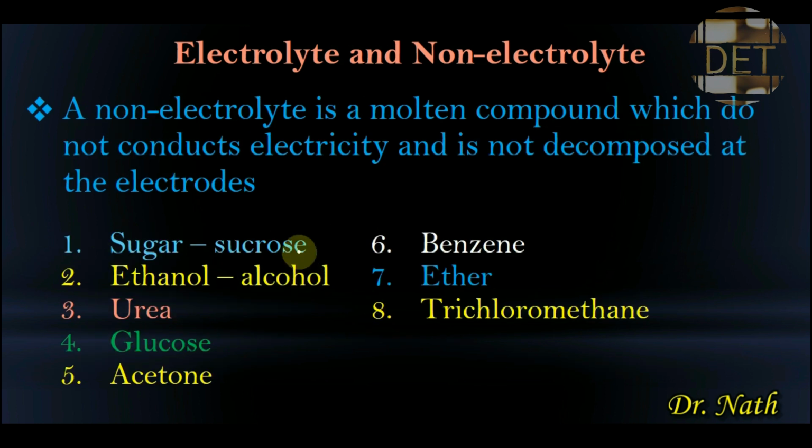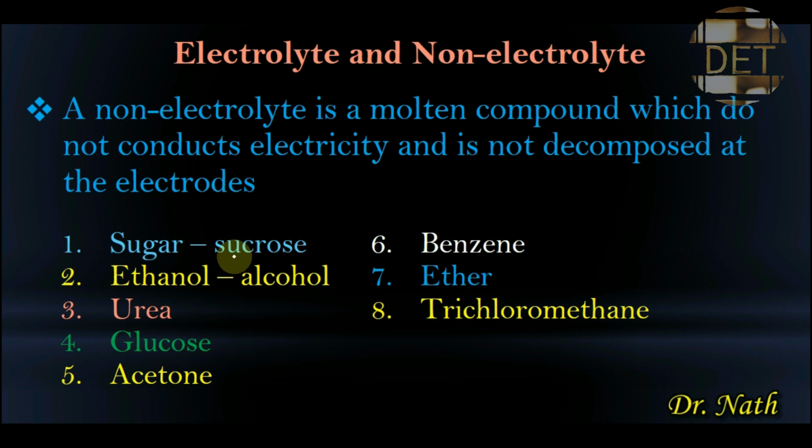So a non-electrolyte is a molten compound which does not conduct electricity and is not decomposed at the electrode. The opposite of an electrolyte is a non-electrolyte. So the non-electrolyte is a molten compound which does not conduct electricity and is not decomposed at the electrodes. Examples of non-electrolytes are sugar, and basically we're talking of sucrose here.